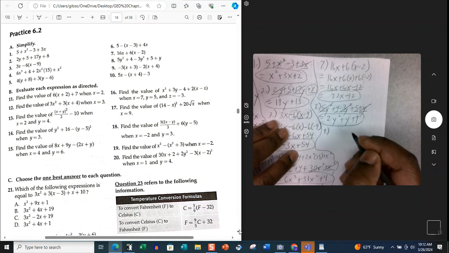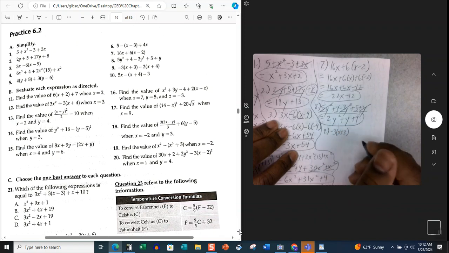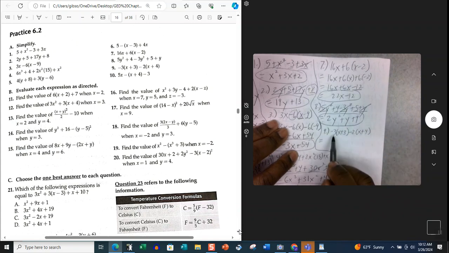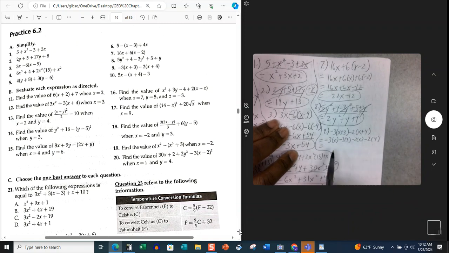Now number 9. We have negative 3 times x plus 3 minus 2 times x plus 4. So now we do the distributive property. We add negative 3 times x and negative 3 times 3. Then we add negative 2 times x and negative 2 times 4. So we multiply. Negative 3 times x is a negative 3x. Negative 3 times 3 will give you a minus 9. Negative 2 times x will give you a minus 2x. And negative 2 times 4 will give you a minus 8.